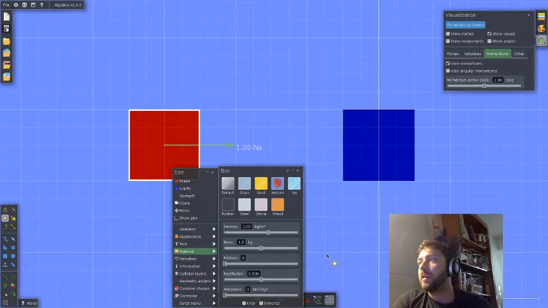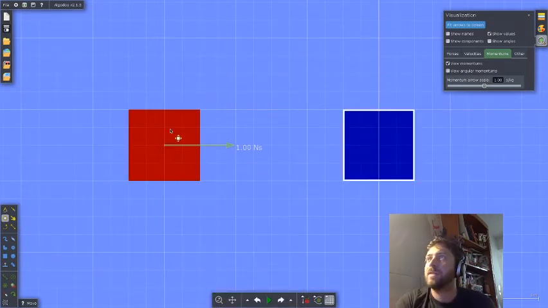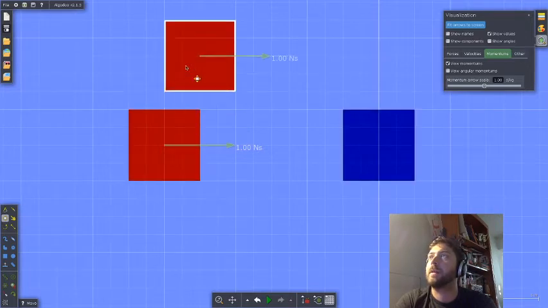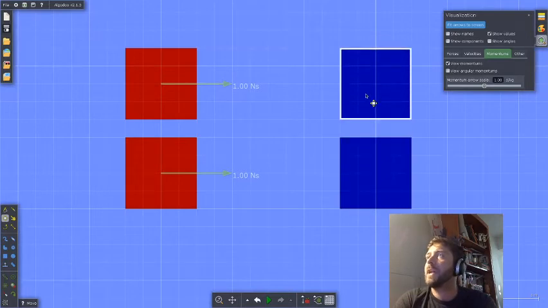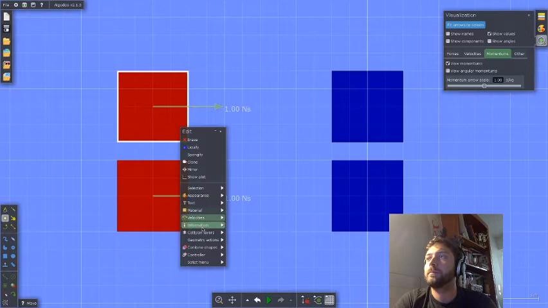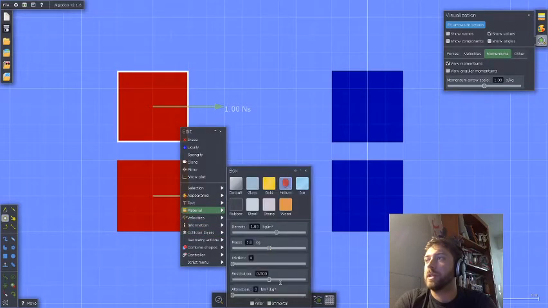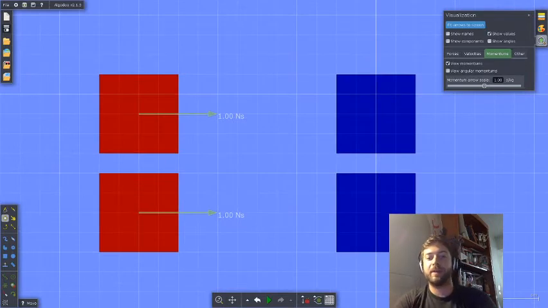So what happens if we make them not bouncy though? What happens if I copy these? I'm going to copy this up here. I'm going to copy this. What happens if I get rid of that bounciness? What's going to happen? So what I'm going to do is turn the restitution up to 1. So I'm going to make it basically perfectly bouncy.